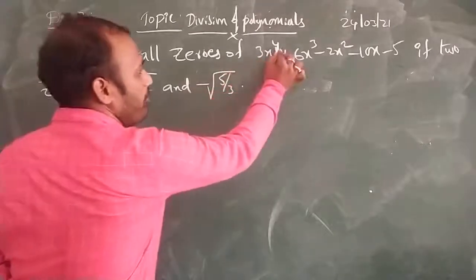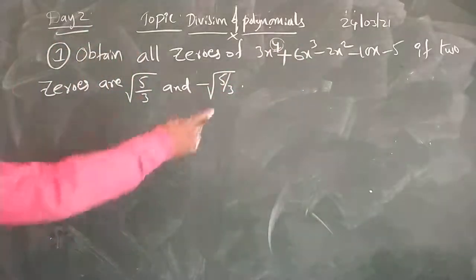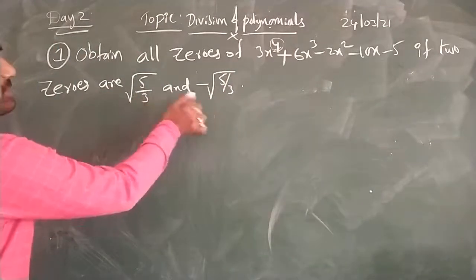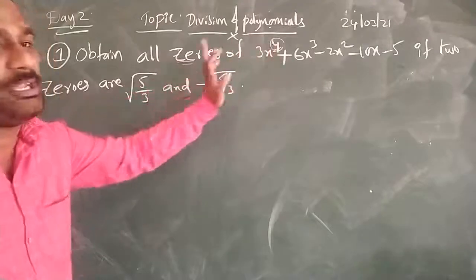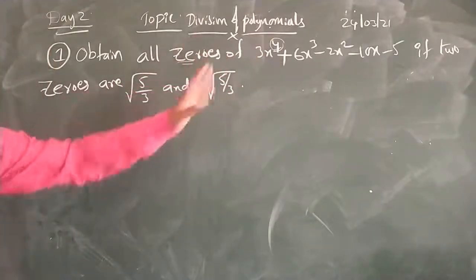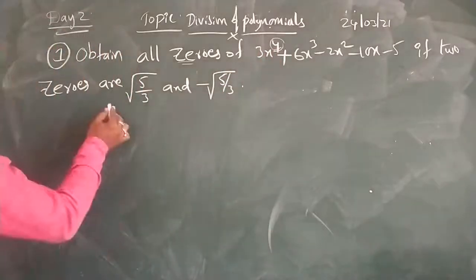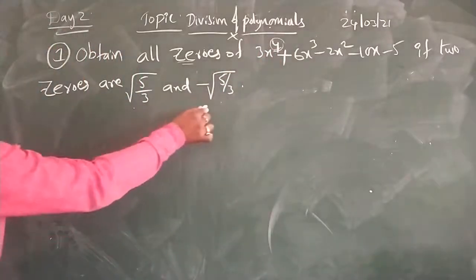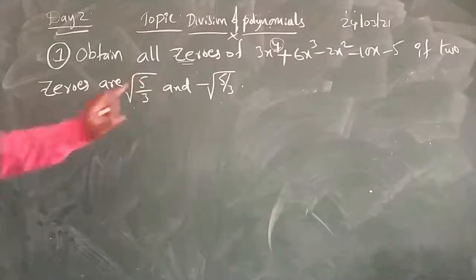Since the degree of the polynomial is 4, we need to get a total of 4 zeros. For that, 2 zeros are already given to us. Zeros in the sense of the highest degree, that means zeros are factors. So we have 4 factors in total since the highest degree is 4. Here 2 zeros are already given, and we need to find another 2. We will do that by making the division.